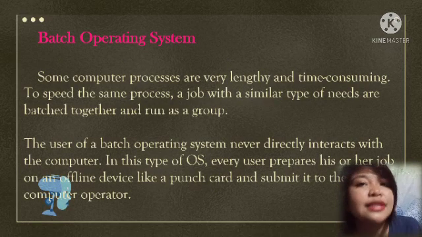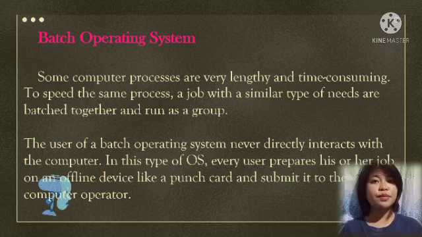Batch operating system. Some computer processes are very lengthy and time-consuming. To speed up the process, jobs with similar types are batched together and run as a group. The user of a batch operating system never directly interacts with the computer. In this type of operating system, every user prepares his job on an offline device like a punch card and submits it to the computer operator.